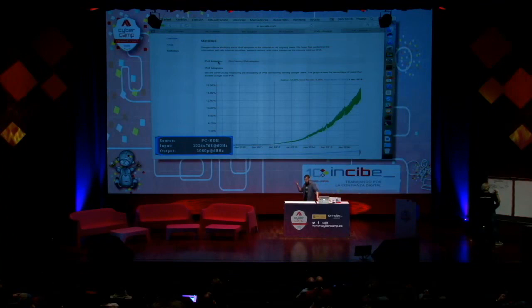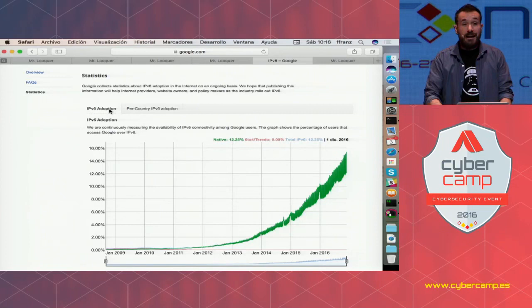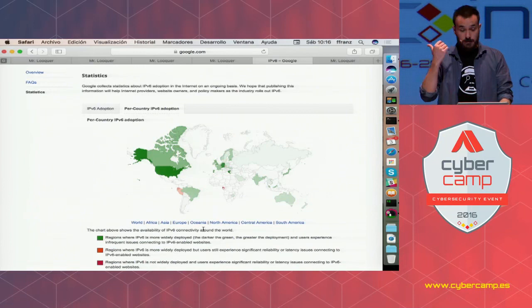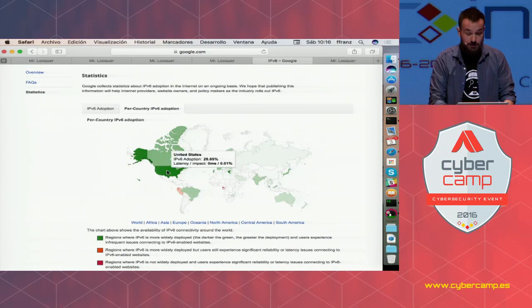Well, this is the graph plotted by Google, and the idea is for you to see this trend. There is a trend. It seems that it wants to boost itself, but not before the providers can make a good profit out of it. We will have IPv6 everywhere. I very much like this map. I don't know whether you have seen it before or not. And here we can clearly see where there is a higher prevalence of IPv6.